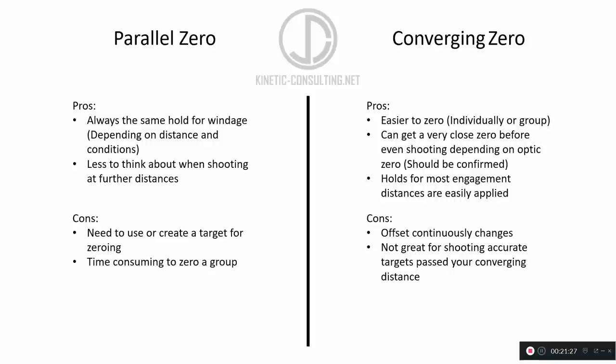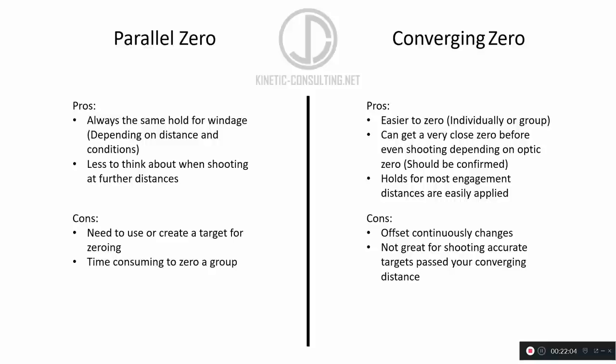It's not great for shooting accurate targets past a converging point or your converging distance. Accurately shooting at 100 yards with a converging zero is really difficult. The reason, at least for accuracy, let's say a B8 drill: if you're going to do a B8 drill at 100 with a converging zero, you need to really understand your holds. Once again, it comes down to training, your skill level and application of the process. But if you can do it, rock on. If you cannot, practice or try a different zero.